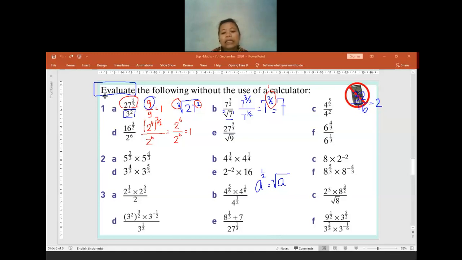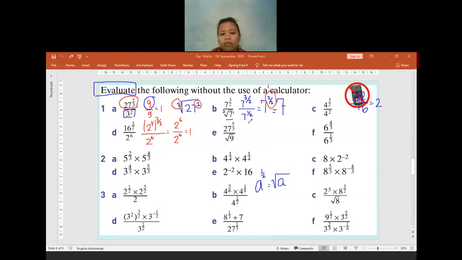For question E, now we have 27 to the power of 5 per 3. We can simplify it to become how many? You can keep it as index or you can keep it as a whole number. Either one is fine.